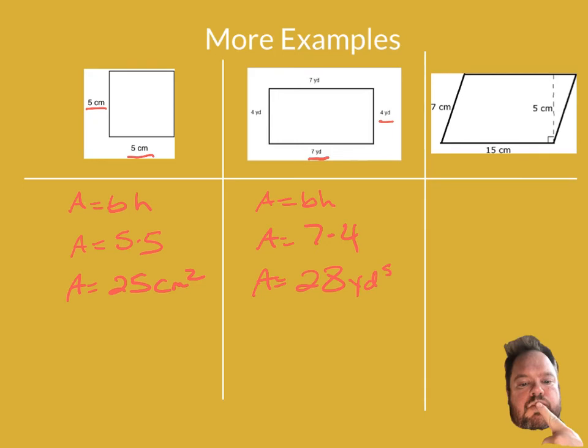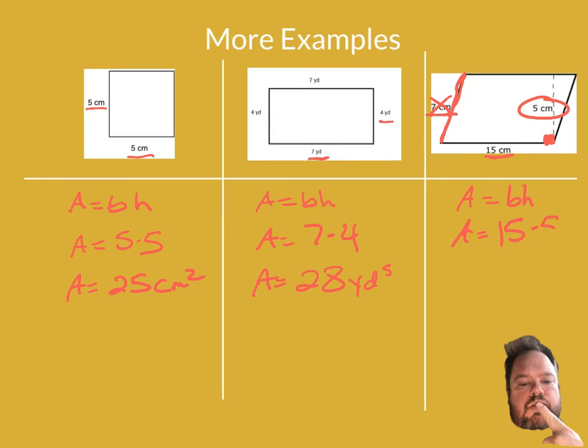And my last one, the parallelogram. Let's start off with the exact same formula. Area is base times height. My base is going to be 15, so when we substitute, 15 times height. Now, height is the distance from the top to bottom where it forms a perpendicular line or 90-degree angle or right angle. So I would use the 5 for the height, not the 7. We never use slanted lines for the height.